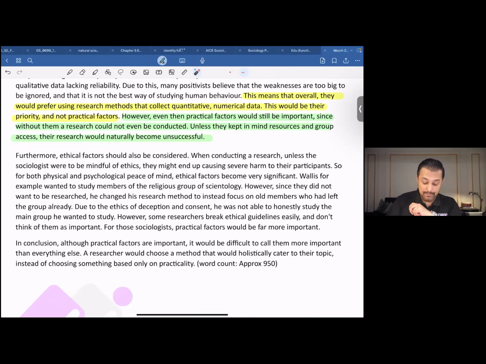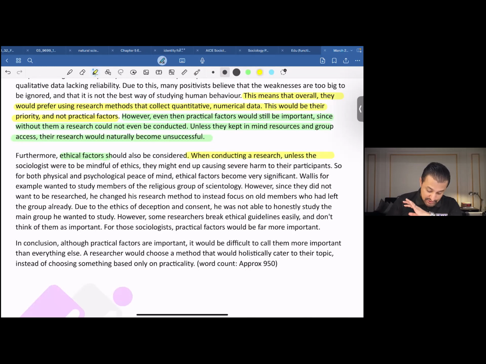So we spoke about, there was an introduction, then there were 3 paragraphs in support of practical factors. Then we moved on to the flip side of the argument, and we wrote down 2 paragraphs that explained how theoretical factors are important. Now we're finally moving on towards ethical factors. Furthermore, ethical factors should also be considered.